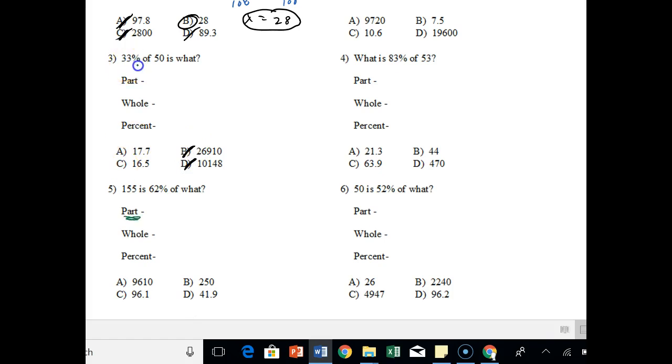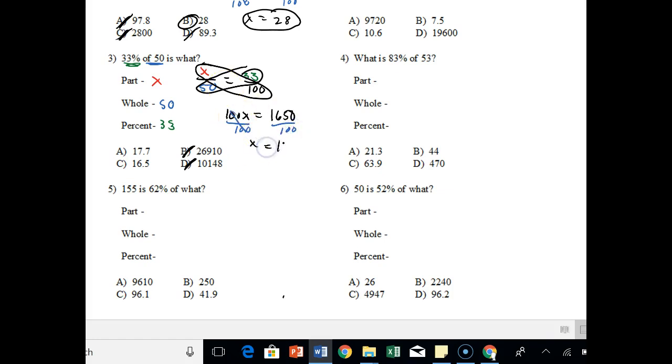So I have my percentage. It says 33%. I have my whole because it says of 50, and I need to find my part. So I'm going to have x over 50 equals 33 over 100. Let's do our cross multiplication. I get 100x, and then 50 times 33 equals 1,650. Let's go ahead and divide by 100 now. And I get my answer of x is equal to 16.5. So C. Again, highly recommend you pause right now and try and do number 4.